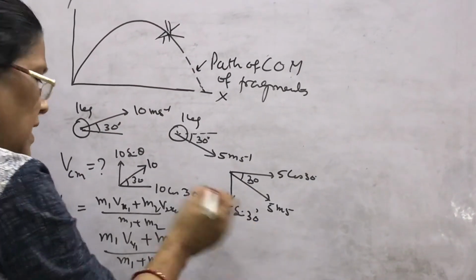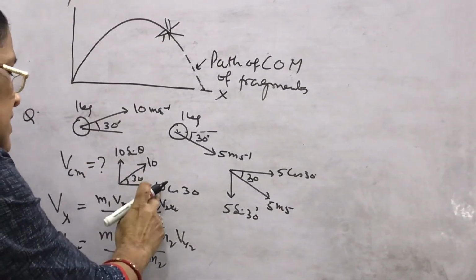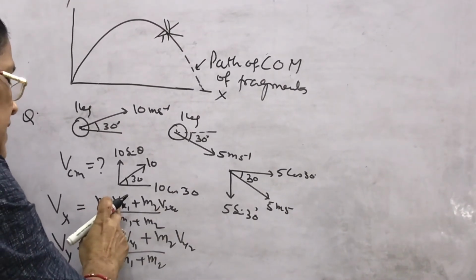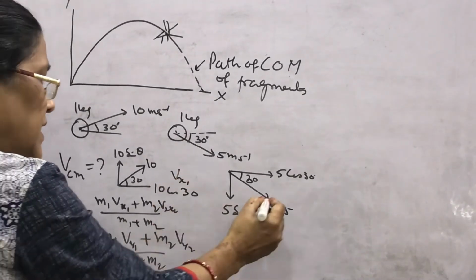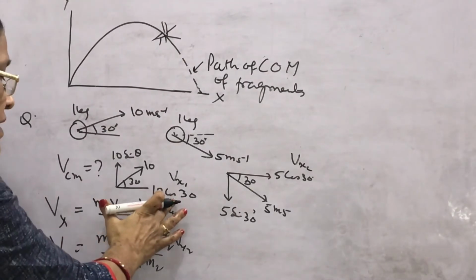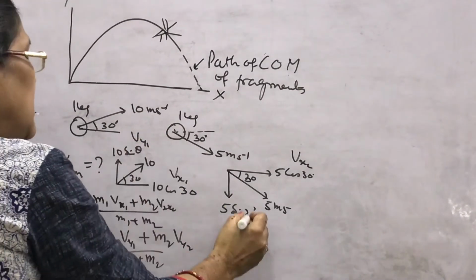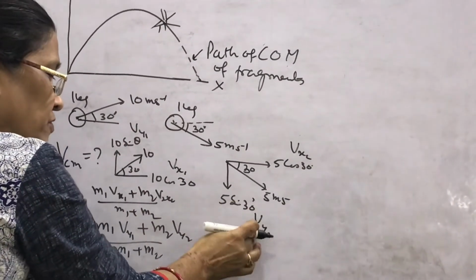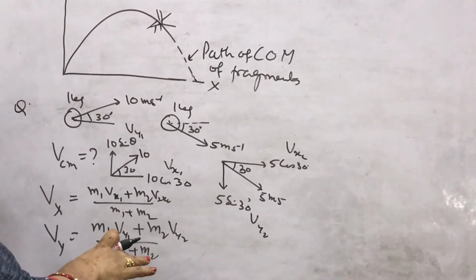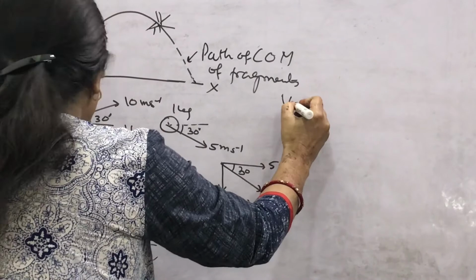Put the values here and you will get the answer, because this 10 sin 30 will be 5, and 10 cos 30 is 10 into root 3 by 2, that is 5 root 3. What will you put here? This will be Vx1 and this will be Vx2. Can you find? You put the values here: this is Vx1, this is Vy1, this is Vy2. How will you put Vy2? With a negative sign. Write it with a negative sign and you can solve. Should I solve? Okay, I am solving this one, then you will solve the next one.